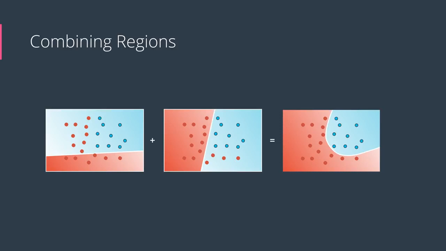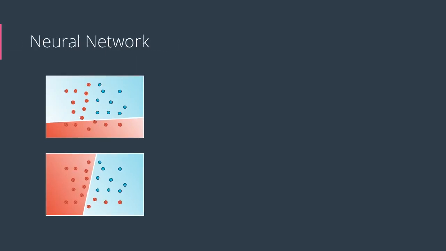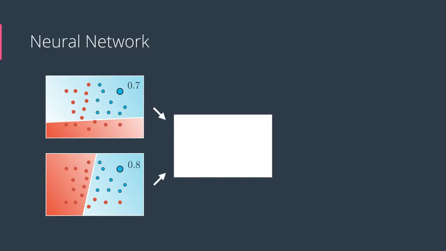Let me show you how to do this mathematically. So a linear model, as we know, is a whole probability space. This means that for every point, it gives us the probability of the point being blue. So for example, this point over here is in the blue region, so its probability of being blue is 0.7. The same point given by the second probability space is also in the blue region, so its probability of being blue is 0.8.